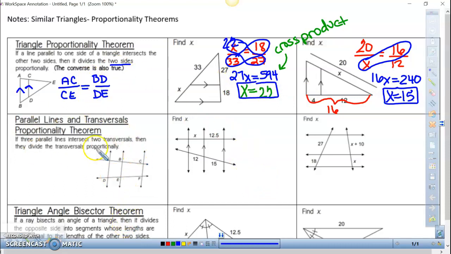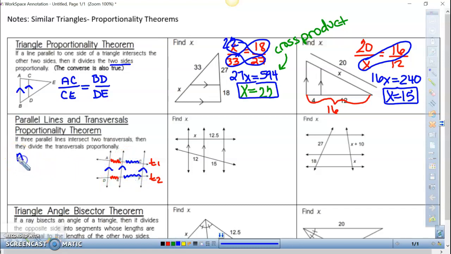Also in number 2, you have 3 parallel lines, and they're being intersected by 2 transversals. So it divides the transversals proportionally. Remember, these are our transversals here. So the pieces along the transversal are going to be proportional to one another.